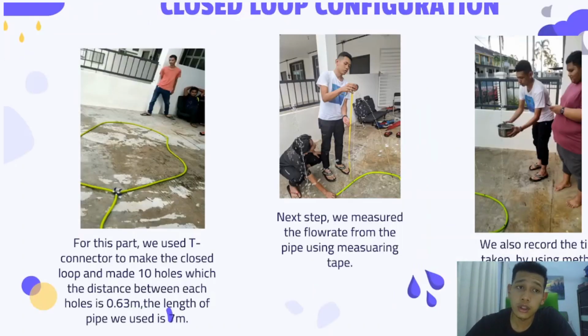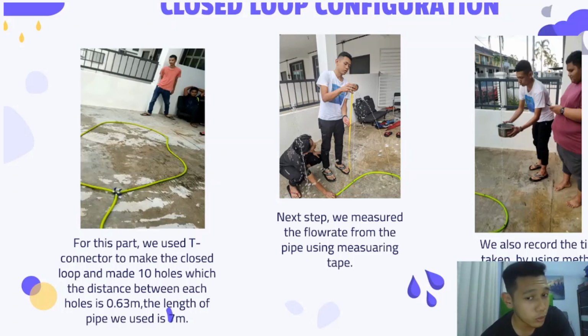So we go to the next experiment, which is closed loop configuration. So for this part, I will read the experiment procedure as well. For this part, we use T connector to make the closed loop and make 10 holes, which the distance between each hole is 0.63 meter. The length of pipe we use is 7 meter.